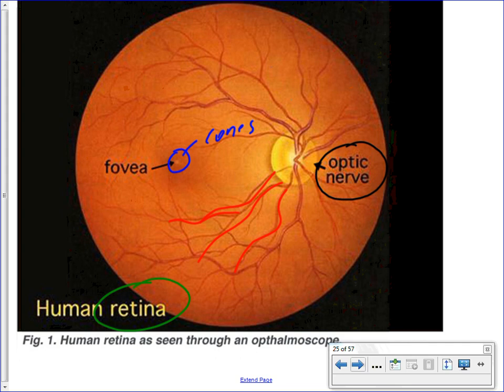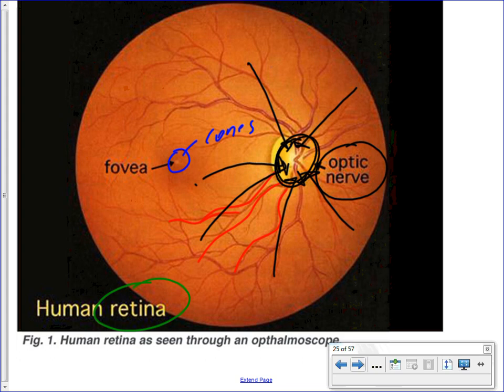Information coming from the retina is all going toward that optic nerve. All of the information from sensory neurons goes toward the optic nerve and then exits through it, going back toward the occipital lobe of the brain.